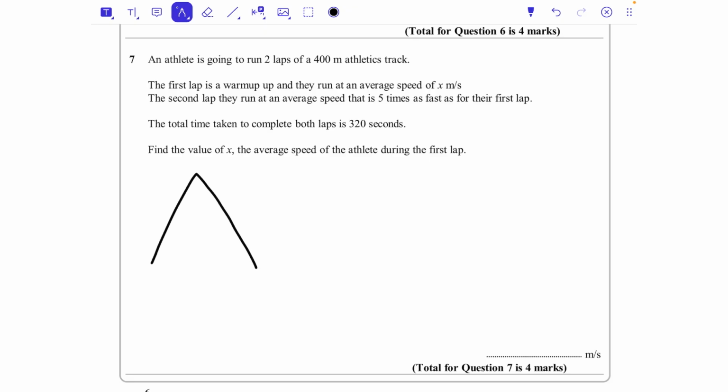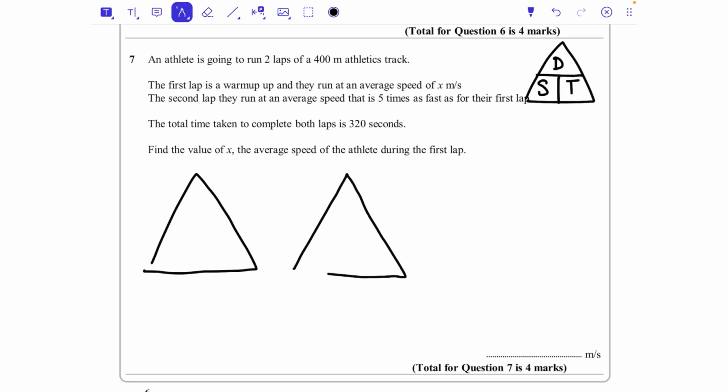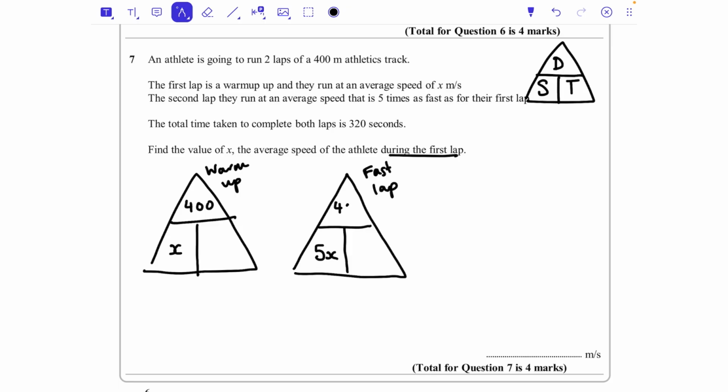So we're thinking about our speed, distance, time triangles here. In fact, let me put that up here. Speed, distance, time. And we've actually got 2 triangles to think about here. We've got the warm-up, and we've got the actual fast lap, let's call it that. So we know that the speed on the first one was x. That's the average speed during the first lap. We know that the second lap, the fast lap, was 5 times as fast, so the speed was 5x. Now we know that it was a 400 metre track, so we can put the distance as 400 in both cases. And we just want to know what the time is.